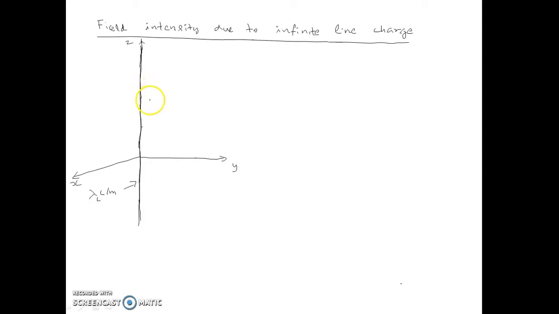We'll try to find out the field intensity due to infinite line charge, which is along the z-axis, by applying Gauss law. But for applying Gauss law, we have to construct a Gaussian surface. Since in this case the electric field lines and also the electric flux lines have cylindrical symmetry, it is advantageous to construct a cylinder as the Gaussian surface.